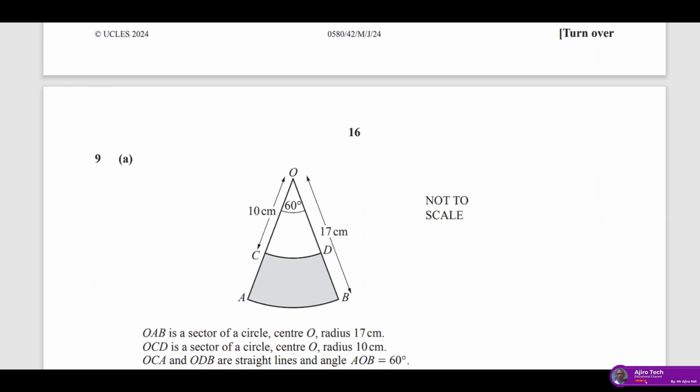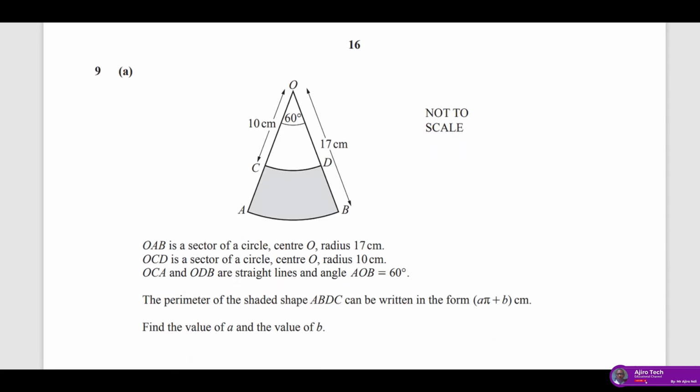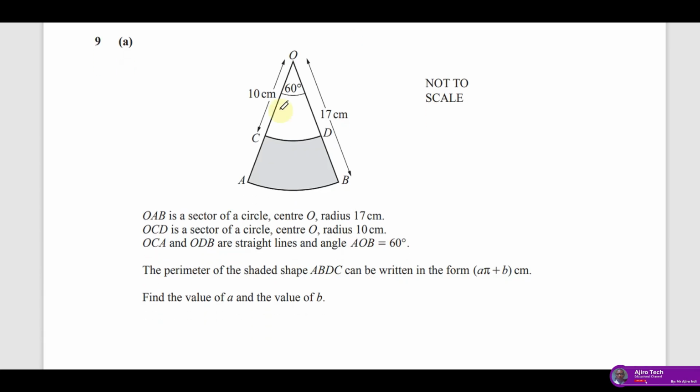Question 9. In this question, we have a sector and a part of it is shaded. So you have a small sector cut out, as if you cut out a small sector from a big sector. Find the perimeter of the shaded region. Which side can we get? The entire of this side is 17. Remove 10, this must be 7. Remaining from here to here should be 7. Also, here to here is 7 also.